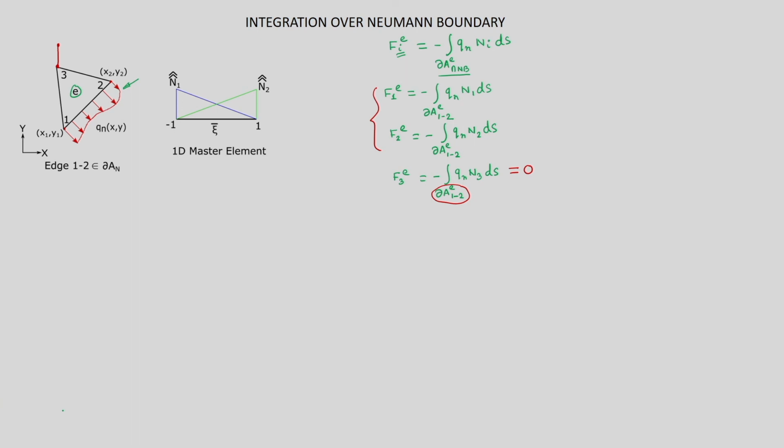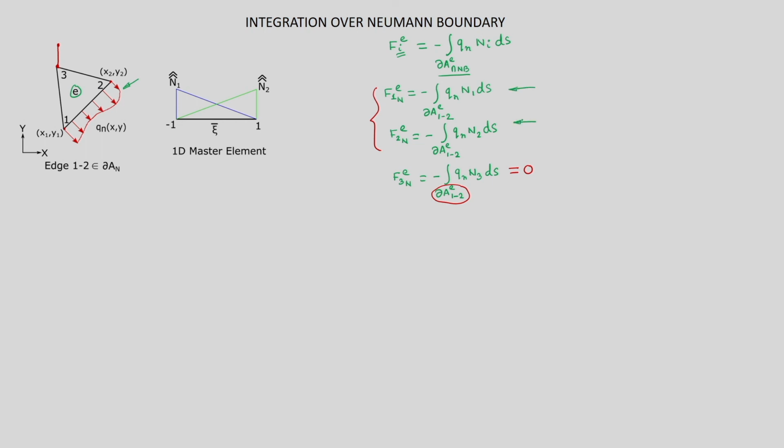Now, one correction you should make: this is F1E, put it with a superscript n, because this is the Neumann part that has to be added to F1. This is not F1 by itself or F2 by itself. This is only the contribution from the Neumann boundary.